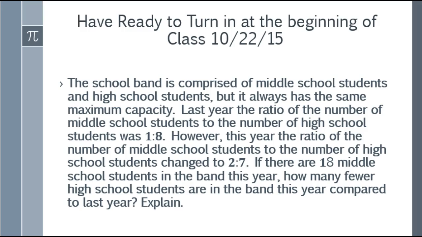Have ready to turn in at the beginning of class tomorrow. The school band is comprised of middle school students and high school students, but it always has the same maximum capacity. Last year, the ratio of the number of middle school students to the number of high school students was 1 to 8. However, this year, the ratio changed to 2 to 7. If there are 18 middle school students in the band this year, how many fewer high school students are in the band this year compared to last year? Explain.